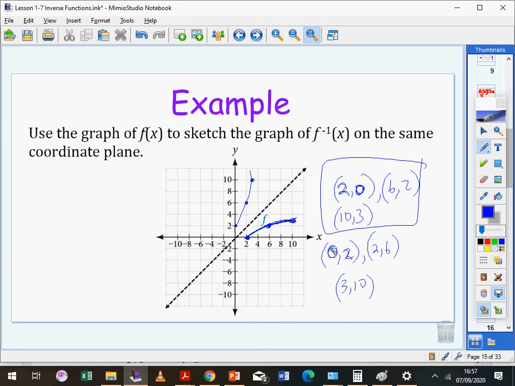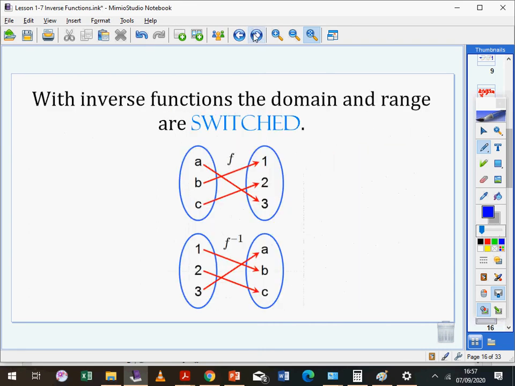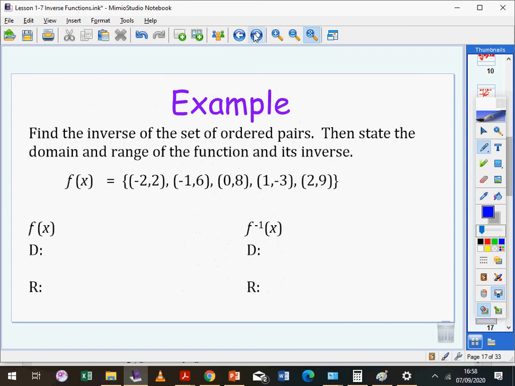So to find the domain and the range of an inverse function, all I would need to do is to flip the x and y values. So to find the domain, just like you see here, if this is my function, this is the domain, this is the range of the original function. To find the domain and range of the inverse, I simply flip. That's going to be the domain of the inverse function, and that's going to be the range of the inverse function. Right, let's do some examples.